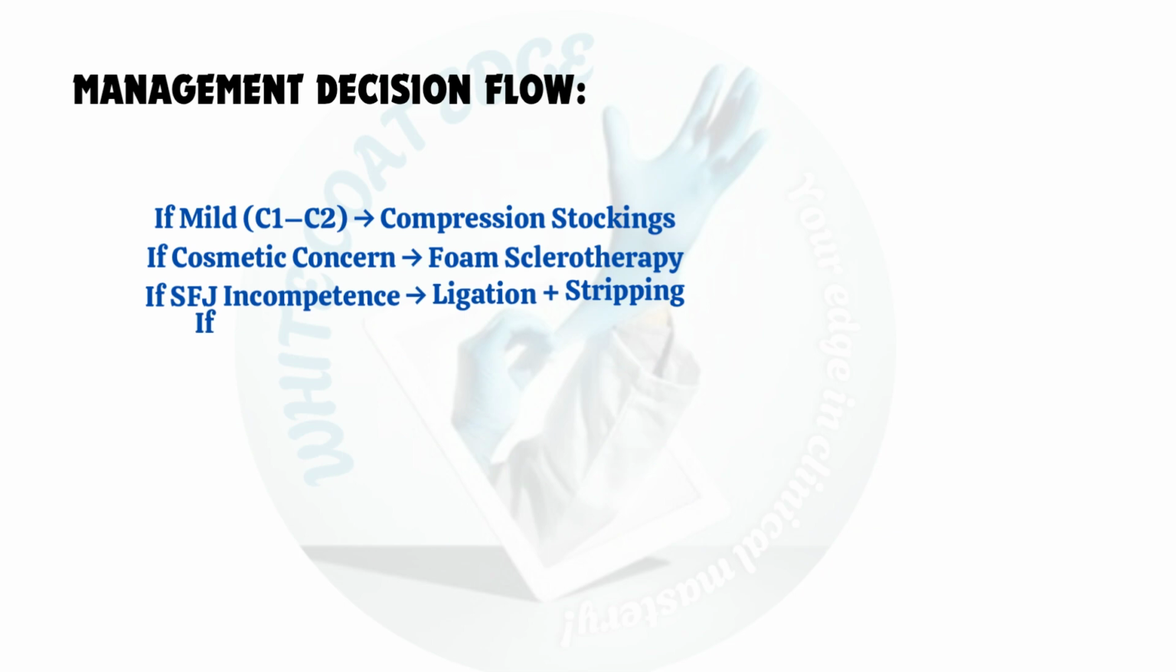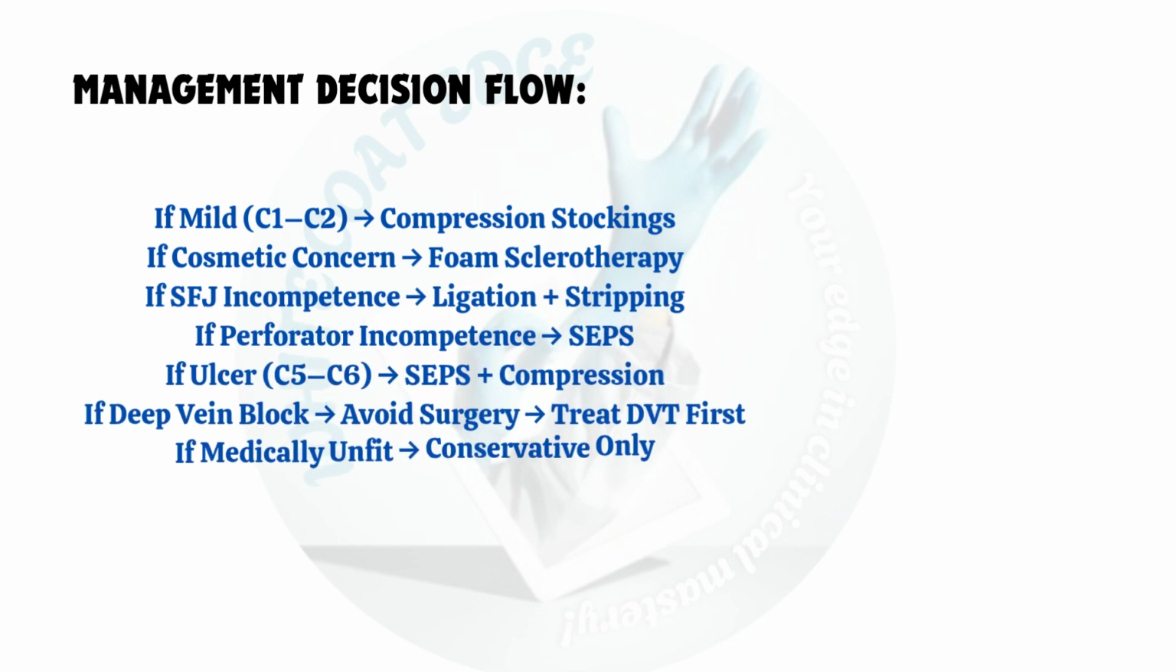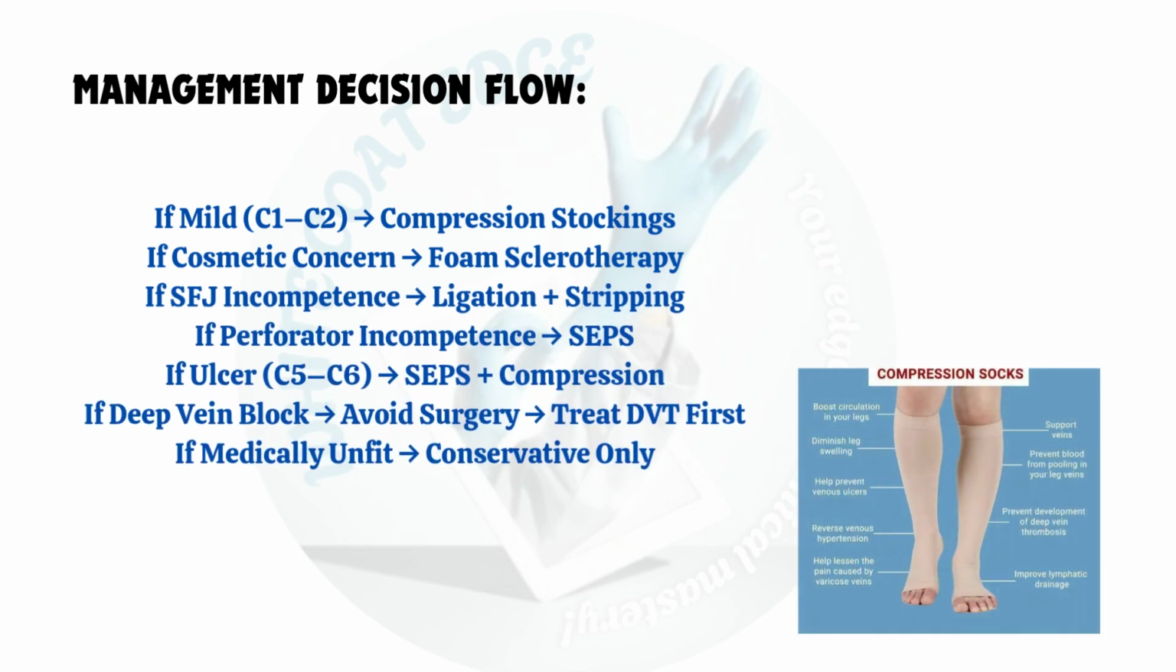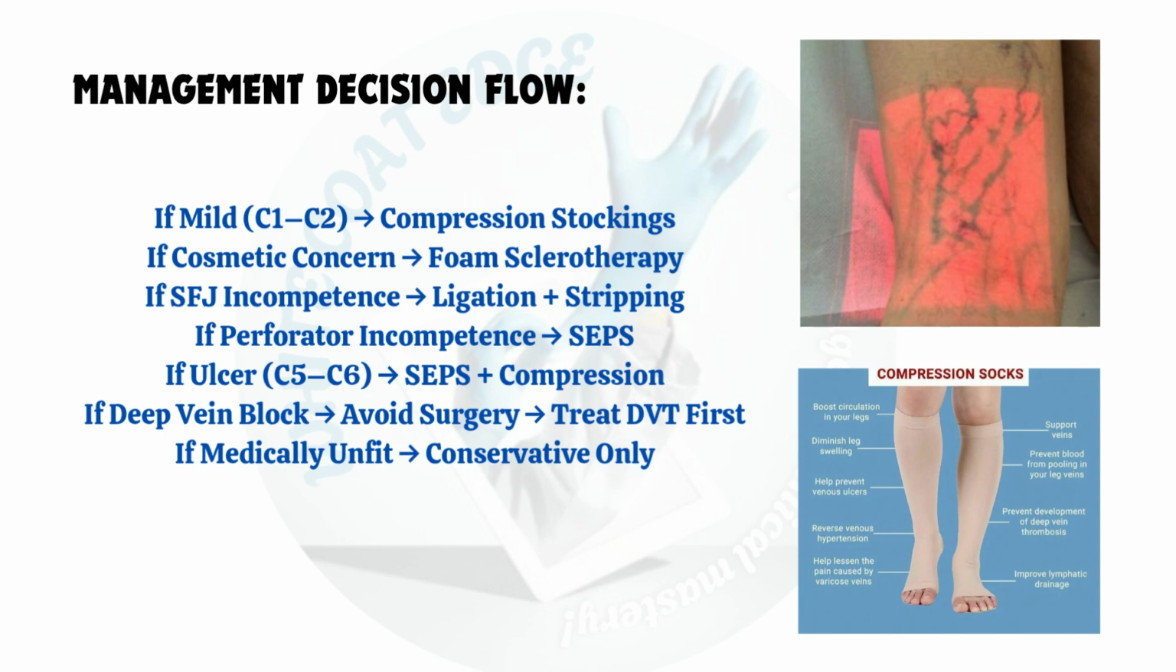Management decision flow. This depends on the grading of the varicose veins. If it's mild, that means C1 or C2 grading, we use compression stockings for the venous hypertension. And if there's cosmetic concern, we do foam sclerotherapy, which is an OPD procedure. And if there's SFJ incompetence, we do ligation and stripping. If there is perforator incompetence, we do SEPS. If there is ulcer, C5 to C6 grading, we do SEPS plus compression. If there's deep vein block, we avoid surgery and treat the cause, deep venous thrombosis, first. And if the patient is medically unfit for surgery, we do only conservative treatment.